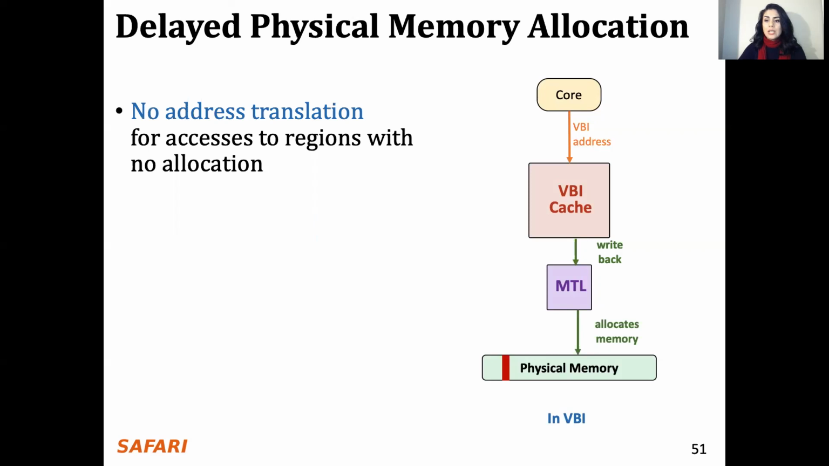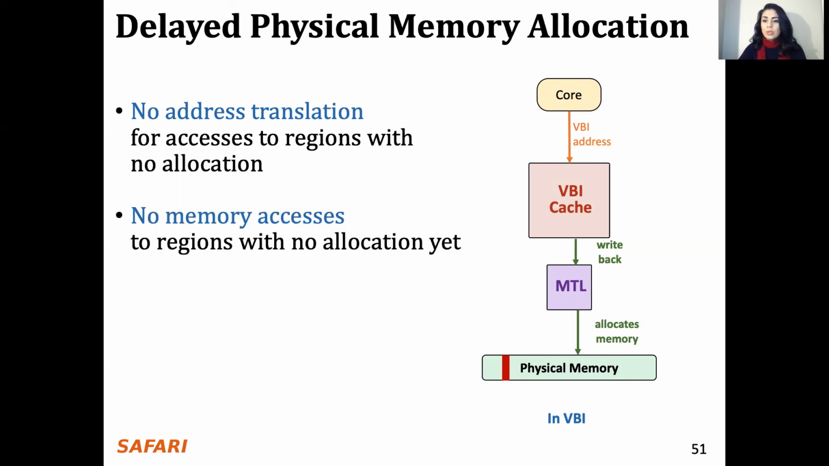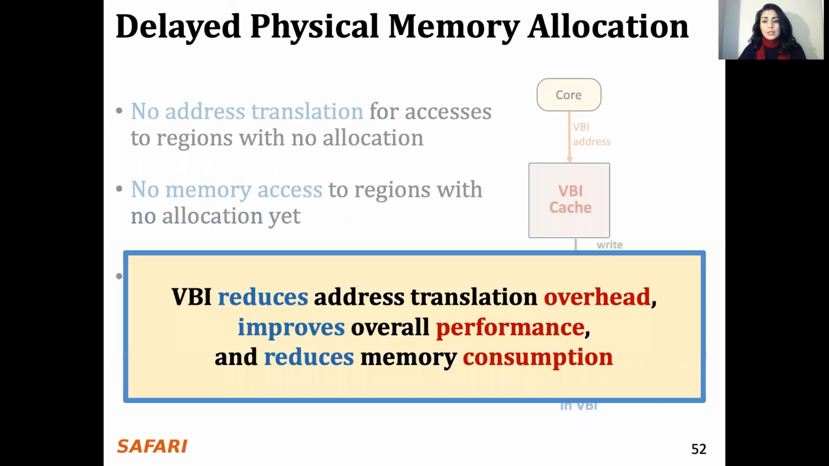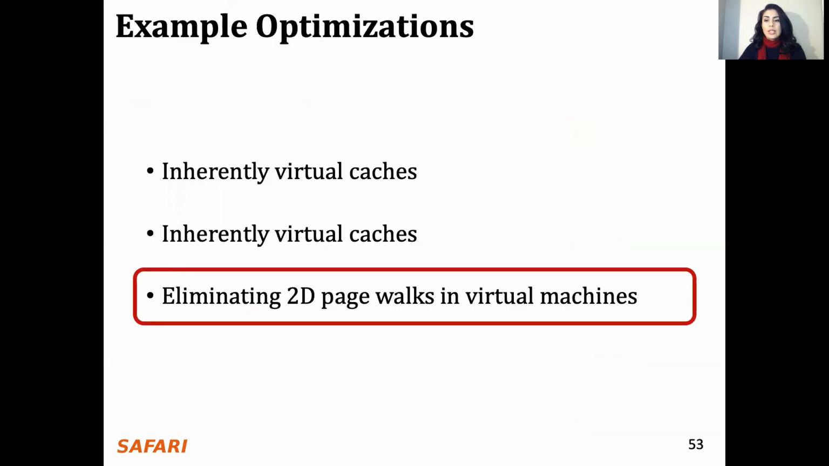First, it eliminates the address translation for accesses to the regions that are not yet allocated, which reduces the address translation overhead of the system. Second, it eliminates the original memory request from accessing the memory as well by returning a zeroed cache line for accesses to the regions with no memory allocation, which results in improving the overall system performance. And finally, it avoids allocating memory for smaller VBs that may never leave the cache during their lifetime, which reduces the memory footprint of the process. As a result, by enabling delayed physical memory allocation, VBI reduces the address translation overhead, improves the overall system performance, and reduces the total memory consumption. I will now describe the third optimization example.